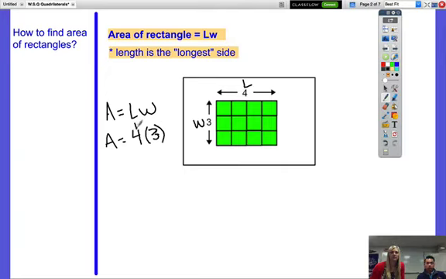So the length I just put in right here for the L. The width I put right there. You guys know this. The area then would be 12 units squared. So make sure you include your label. So that's the first example.